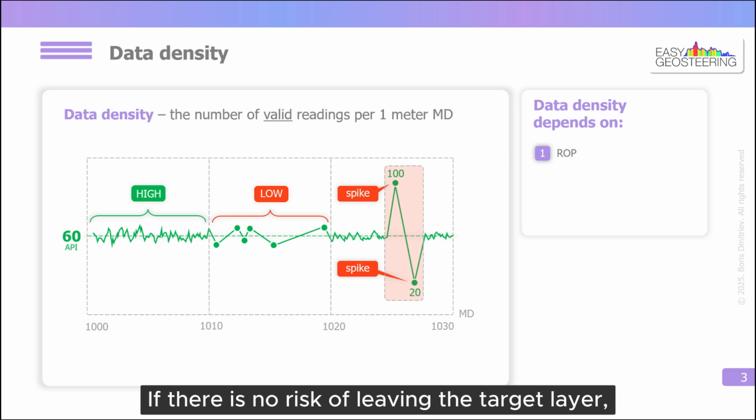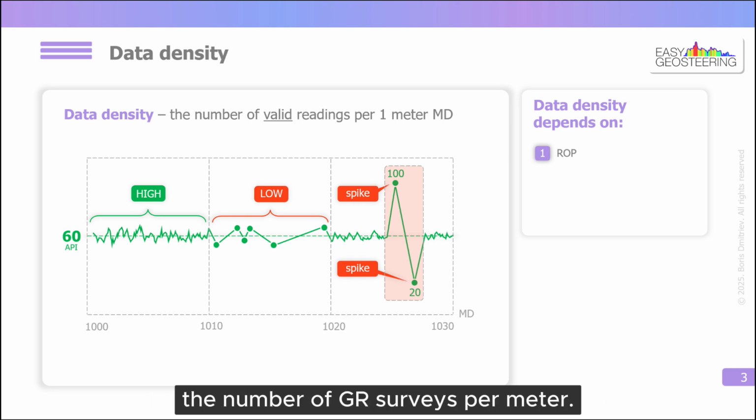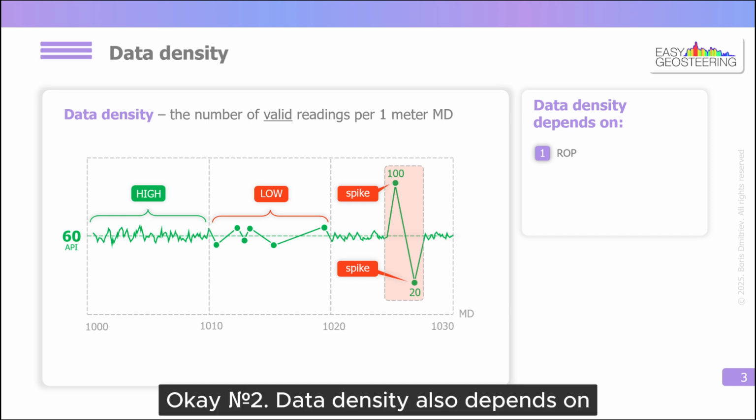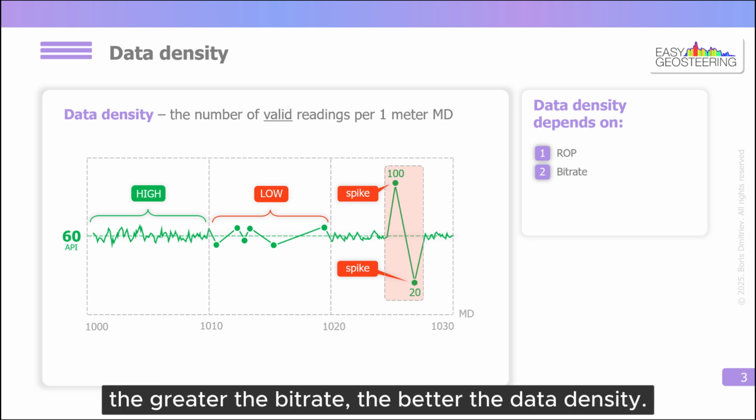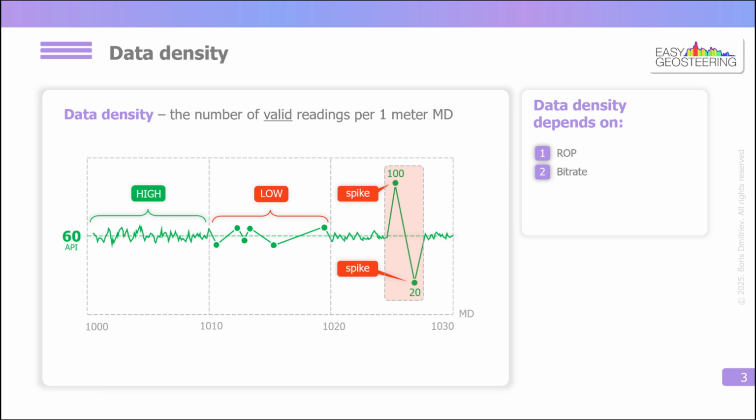If there is no risk of leaving the target layer, nobody will limit their ROP just to increase the number of gamma ray surveys per meter. Okay, number 2. Data density also depends on the telemetry bitrate. Since it is the speed of data transmission, the greater the bitrate, the better the data density.